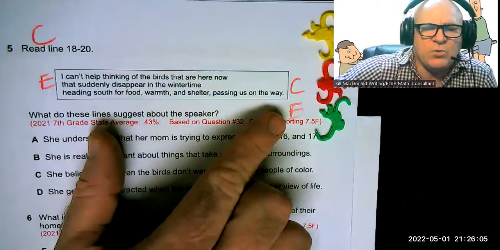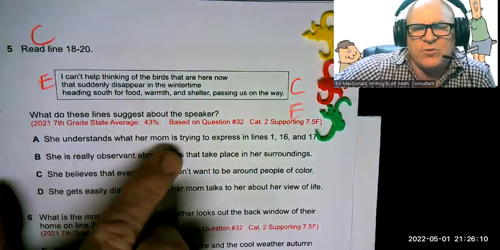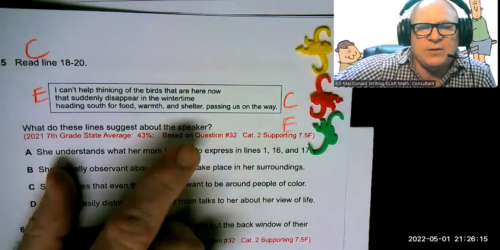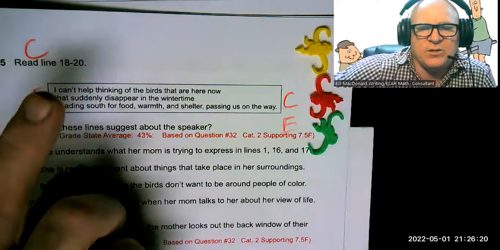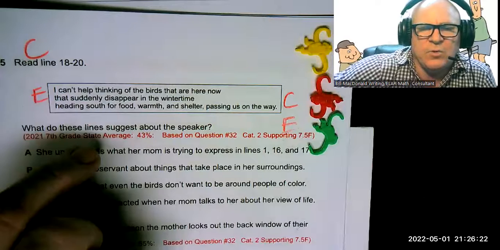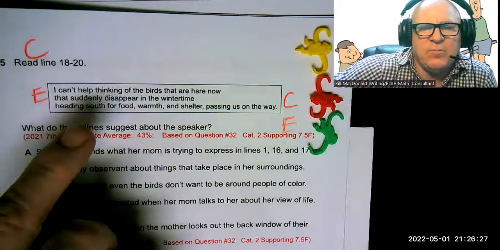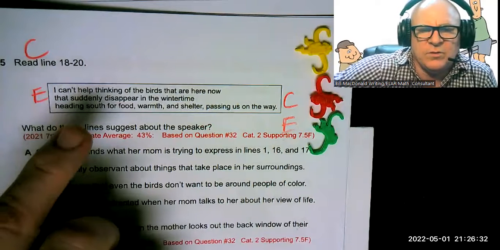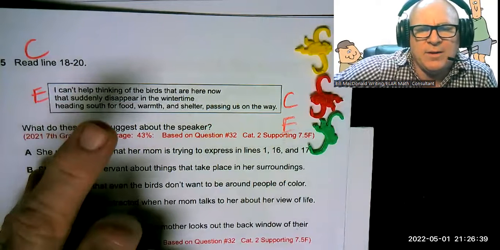She understands what her mom is trying to express in lines 1, 16, and 17. So if that's the case, then your students would have to rewind to those lines before to see, oh, because of those lines, we're able to figure out what the lines in the box suggest about the speaker, because sometimes they just throw a box at us and we have to look at where it is in a poem or a passage or a play.